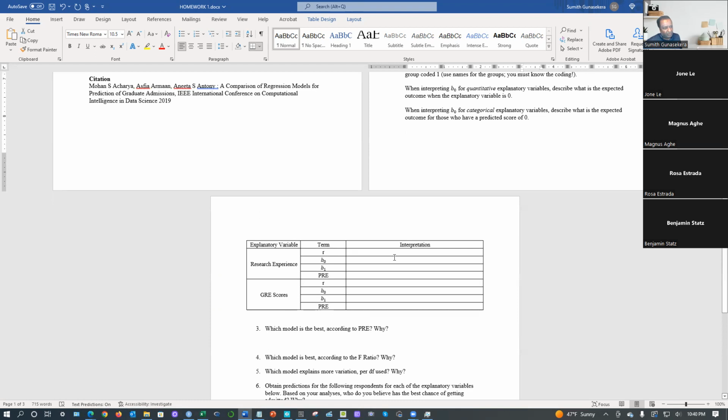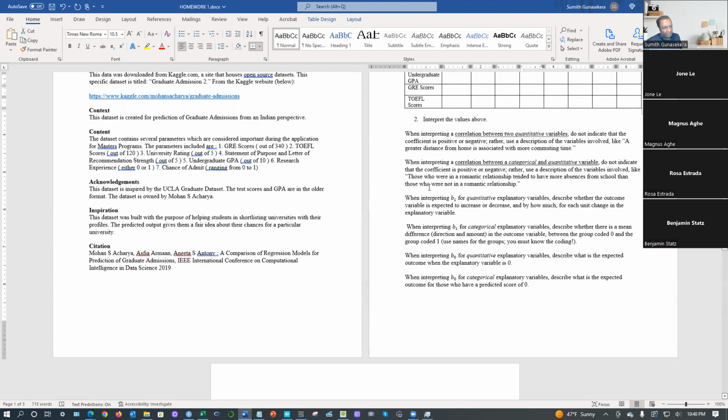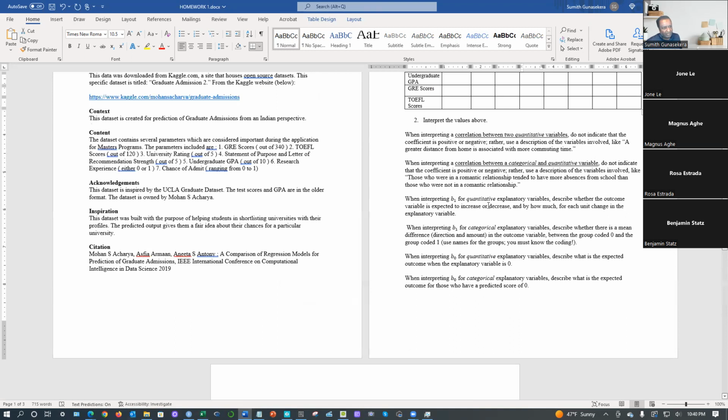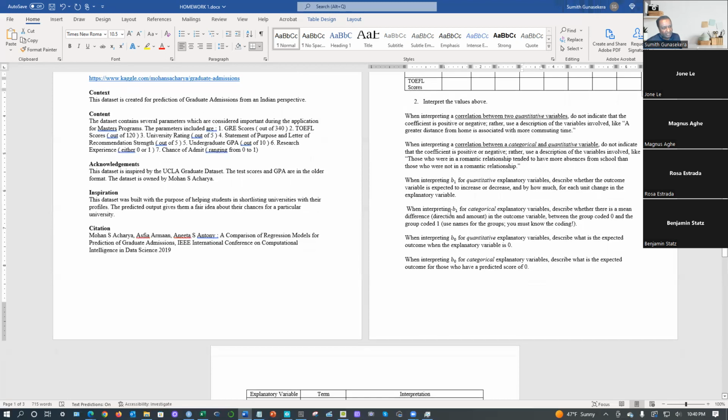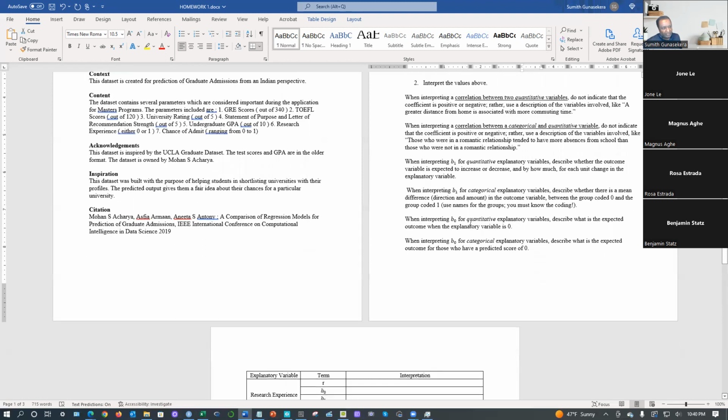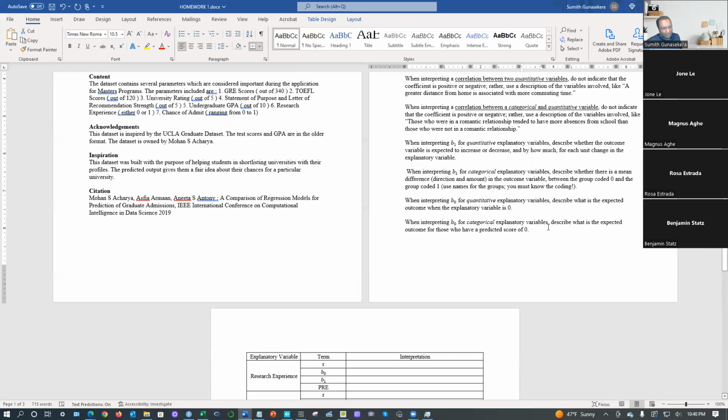And then interpret and put it over here, in the way that they describe. If it is B1, a quantitative explanatory variable, describe whether the outcome variable is expected to increase or decrease, and by how much. When interpreting a categorical explanatory variable, describe whether there is a mean difference between those two categories. When interpreting B0 for a quantitative variable, describe the expected outcome when the explanatory variable is zero. When categorical, describe what is expected for the outcome for those who have a predictor score of zero.